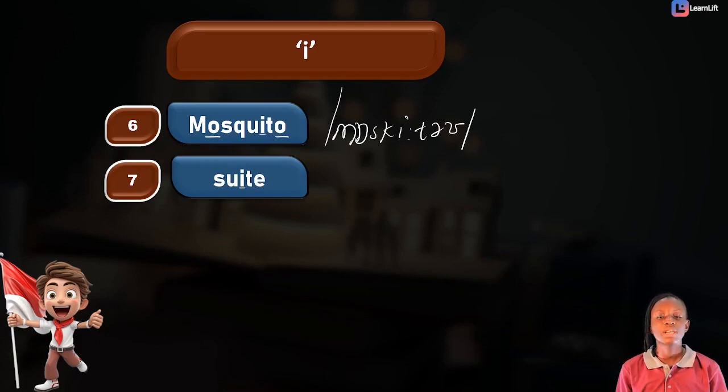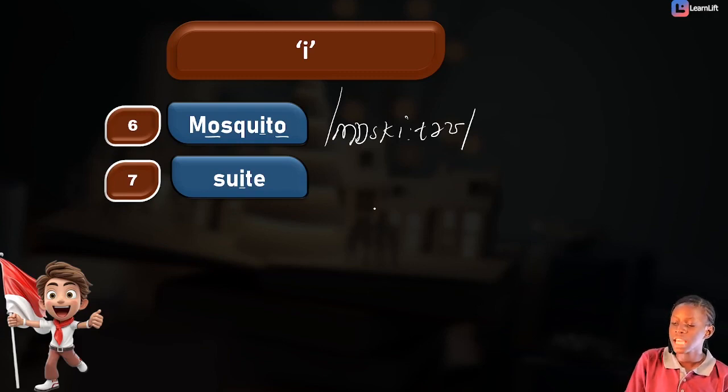Next up, we have suite, as in a hotel suite, not suit. Look, I have S-U-I-T-E. I pronounce this word as suite and not suit. So for my suite, I have these. Suite.